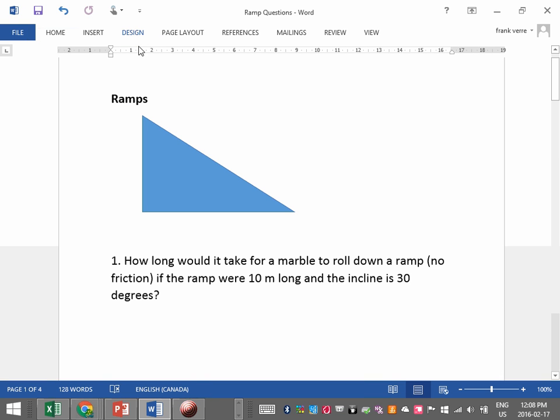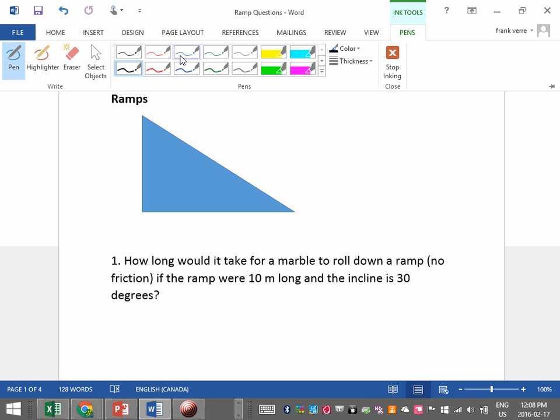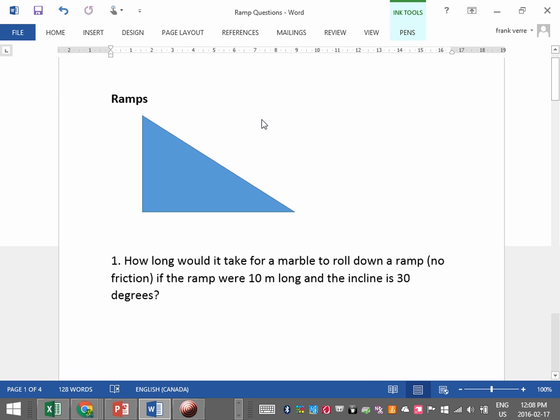Alright, let's talk about ramps. So you were playing around with ramps yesterday. Now, what you should have seen is that it should have been a sine function, and I'm going to show you why. If you're looking at a ramp, and we are just thinking about, whenever we started, with no friction.